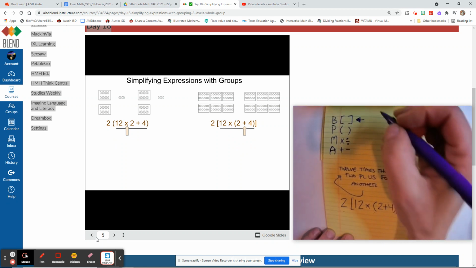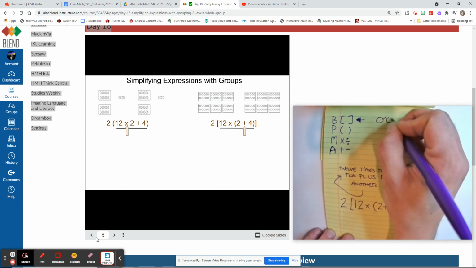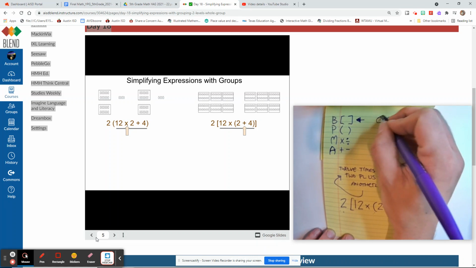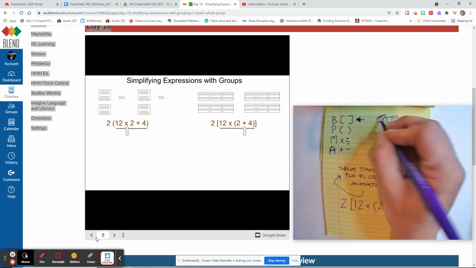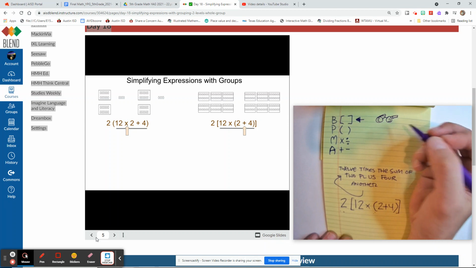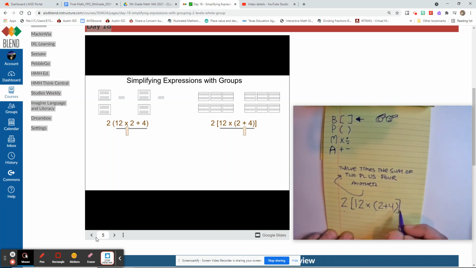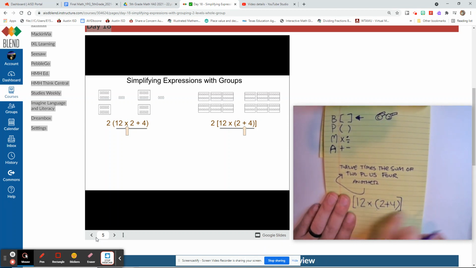All right, so let's go ahead and put on your bracket goggles. Okay, there we go. There's your bracket goggles. These see your brackets. Do you see any brackets? Yes, you do. So we can only look at what's inside brackets right now.